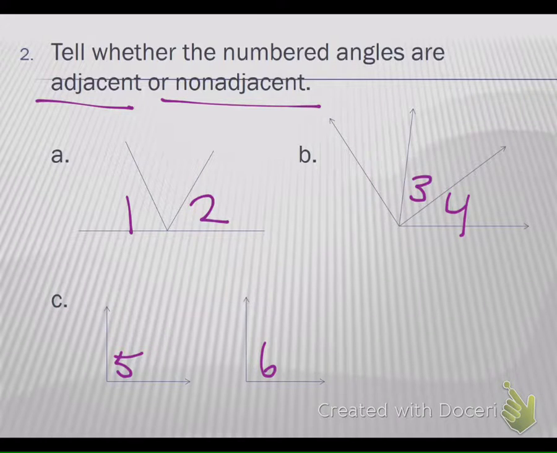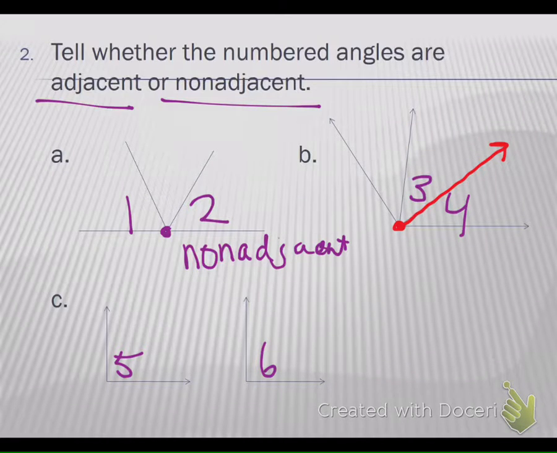So on part A, they share a vertex, right? But do they have a side that's the same? They do not. So these would be an example of non-adjacent. So you can just write the answer with me. We're going to attempt to pick up our speed a little bit. Keyword attempt. Attempt, yes. Okay, part B. They share a vertex. Do they share a side? Yeah, that ray that I just highlighted in red, it is a side of angle 3 and of angle 4. I'm not looking at this guy right here. I'm just looking at the ones with the numbers in them. Okay? So these would be yes, adjacent.